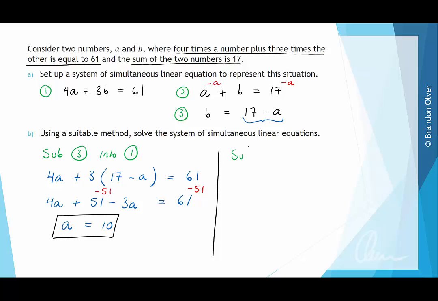Next, we're going to sub what we've just found there, which is a equals 10, into any of the equations above. So we're going to pick the simplest, which is equation 3, because that already has b equals. So that means that b is going to equal 17 subtract a, but we know a is 10, so we substitute that in there. Therefore, our b value is equal to 17 subtract 10, which is just 7. So a equals 10 and b equals 7 is the solution to this problem.